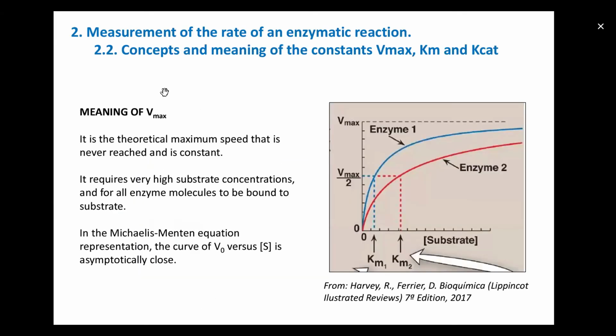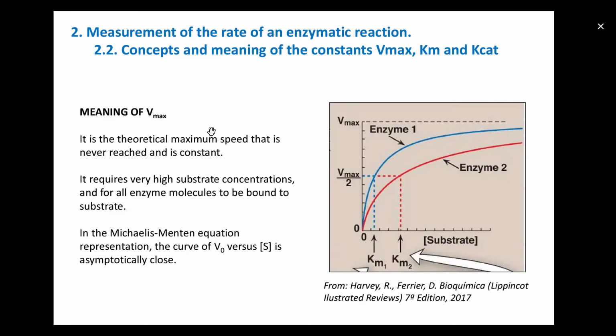So let's look at the meaning of Vmax. The Vmax here is the theoretical maximum velocity that is never reached and is constant. It is a maximum velocity that is hardly reached by an enzyme. And it requires a very high substrate concentration and for all enzyme molecules to be bound to the substrate.